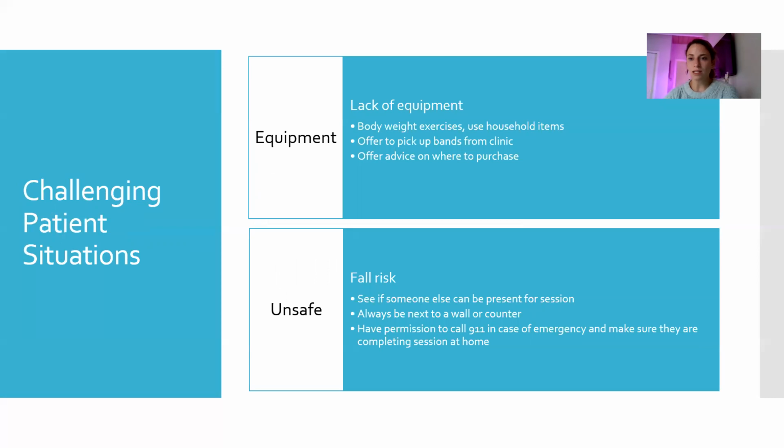All right, let's talk about some of the more challenging patient situations. So again, with the equipment, you can use body weight exercises and household items like we reviewed. Offer to pick up bands from the clinic as well. If we know that the patient's coming in, we can have a green and a blue and a black, or whatever progression you think they'll need, and set them up with the progressions they'll need to get through to discharge. That is always an option for patients.